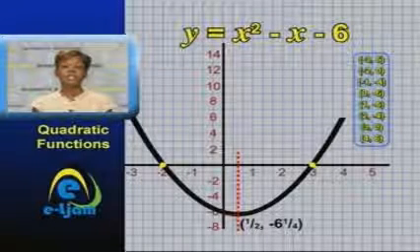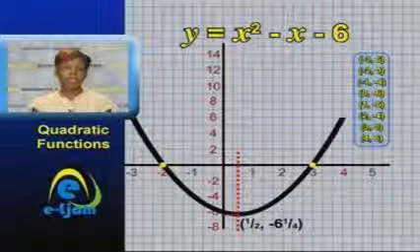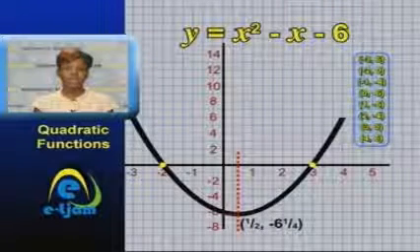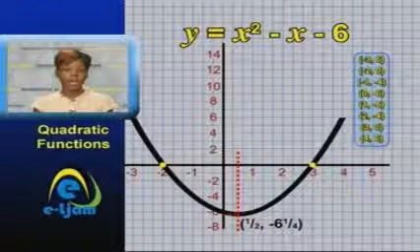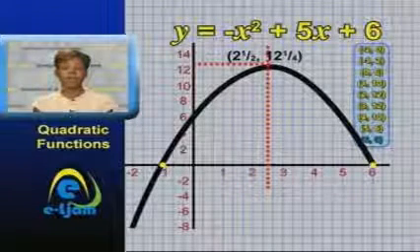It is important to note that when drawing graphs of quadratic functions, if the coefficient of x squared is positive, then the graph has a minimum point. And likewise, if the coefficient is negative, the graph has a maximum point.